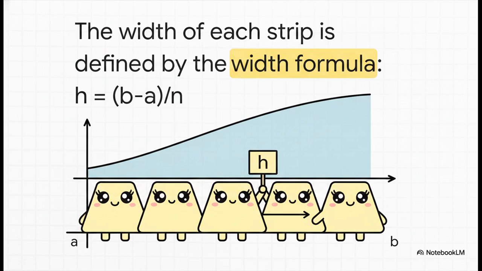And the mechanics here are wonderfully simple. To find the width of those strips, which we call h, you just take the upper limit, b, subtract the lower limit, a, and divide by n, which is the number of strips. A huge takeaway from Chapter 6 is understanding this inverse relationship. The more strips you create, the smaller your h gets, and the tighter and way more accurate your approximation becomes. It's an incredibly powerful workaround.